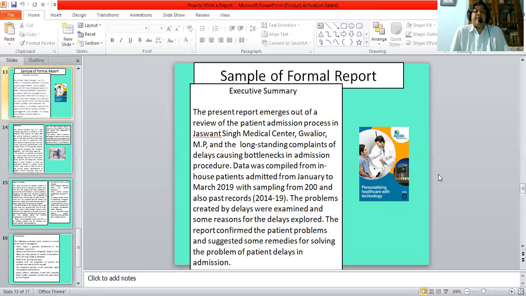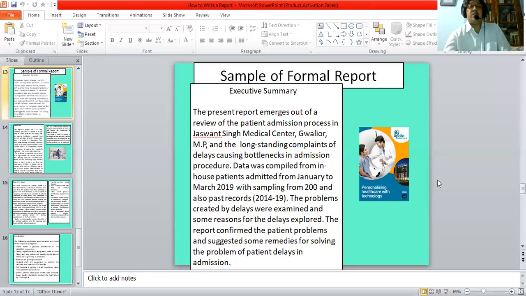Data was compiled from in-house patients admitted from January to March 2019, with sampling from 200 patients and also past records between the years 2014 to 19. The problems created by delays were examined and some reasons for the delays explored. The report confirmed the patient problems and suggested some remedies for solving the problem of patient delays in admission.